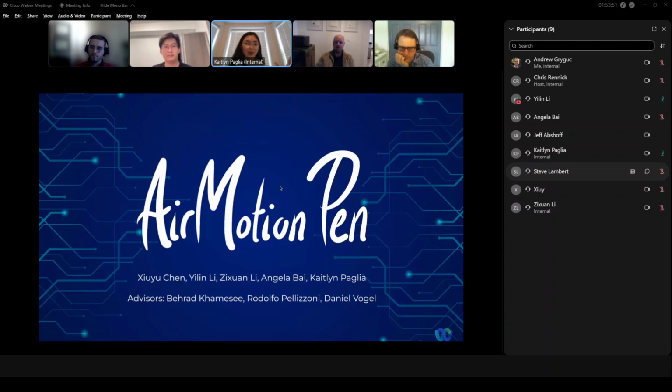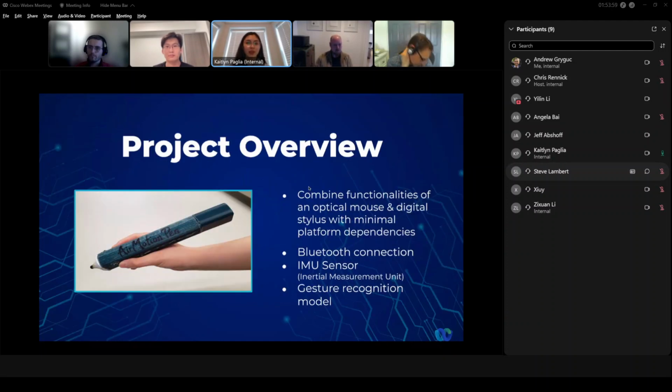Hello, we are the Air Motion Pen group, and we'll be talking about the analysis performed throughout our project. The purpose of this project was to create a peripheral device that combined the functionalities of an optical mouse and a digital stylus with minimal platform dependencies. This resulted in the creation of the Air Motion Pen, a wireless device that incorporates both these functionalities without the need of any additional hardware. In other words, this is a mouse and stylus that you can use in the air.